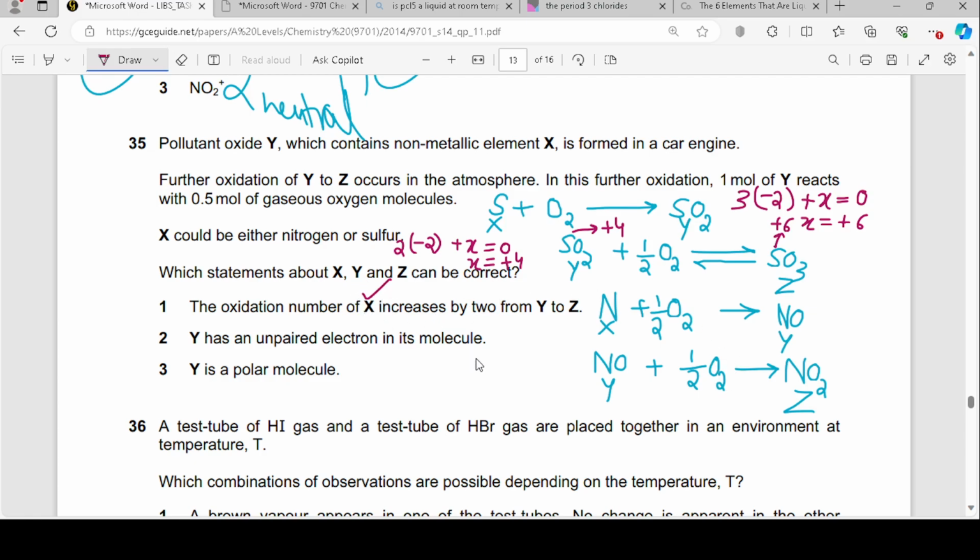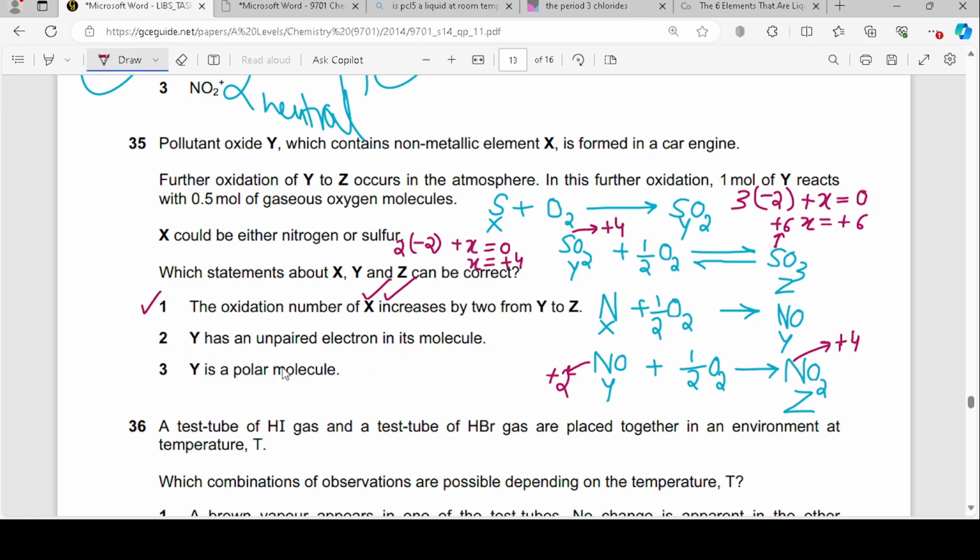Now let's check the nitrogen case. So Y over here is going to be NO, and oxygen again has a fixed oxidation state of -2. So then nitrogen is going to have +2, so as to maintain the overall molecule as having 0 oxidation state because it is a neutral molecule, right? And the case of NO2 is quite analogous to the case of SO2. So you're going to have again the oxidation state over here as +4 as we had for SO2. And so we're going from +2 to +4. That is again an increase of 2. So the increase by 2 from Y to Z is true in the case of both sulfur and nitrogen, right? So statement 1 is right.